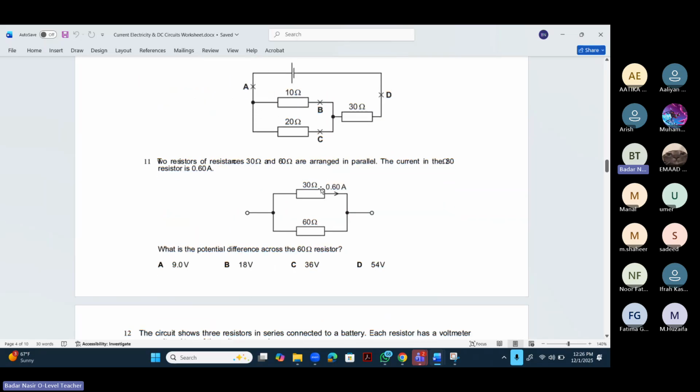Two resistors of resistances 30 and 60 ohms are arranged in parallel. The current in the 30 ohm resistor is this. What is the potential difference across 60 ohm? Dekho, we know the current and the resistance of this. If I use the formula V equals IR, 0.6 into 30, that gives me 18 volts. Now because these two resistors are in parallel, both get the same voltage. So both of these resistors will get 18 volts.